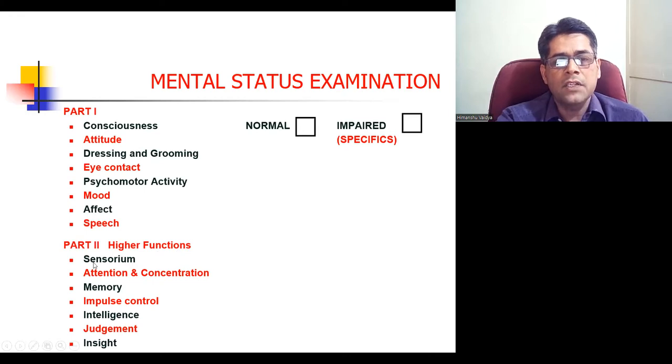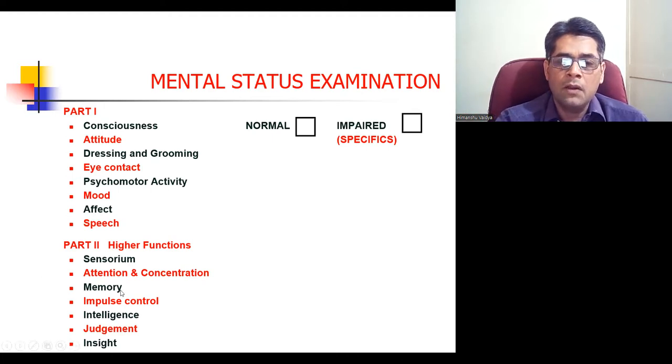Second part, higher functions. First is sensorium, the senses. If all senses are working clearly, the sense of seeing, the sense of hearing, the sense of touch, is the sensorium clear? If yes, we say normal. If not normal, then we mention what is not normal. Attention and concentration, is it there? If normal, the story ends there. If not normal, we mention the details.